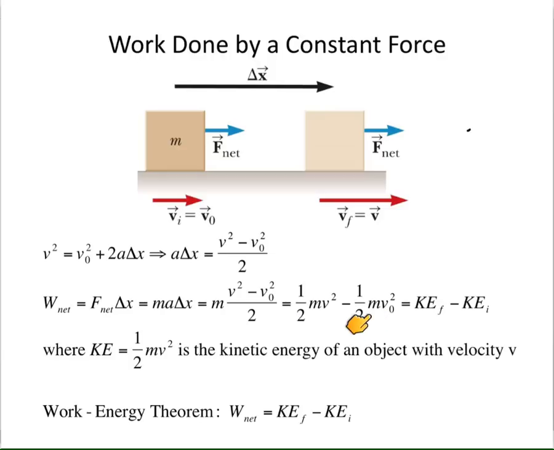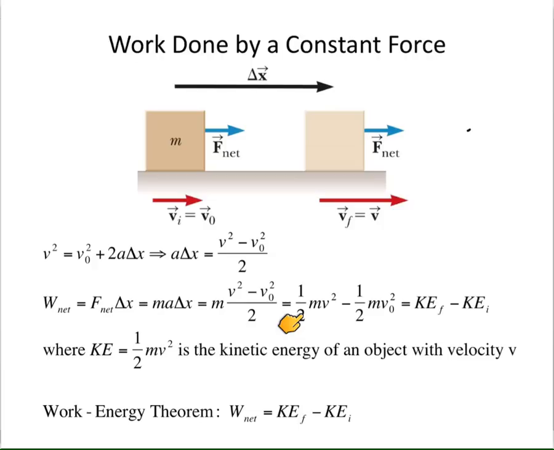So the work is some quantity after the force is applied minus the same quantity before the force was applied initially. So we have 1/2 mv squared minus 1/2 mv0 squared. What is 1/2 mv squared?